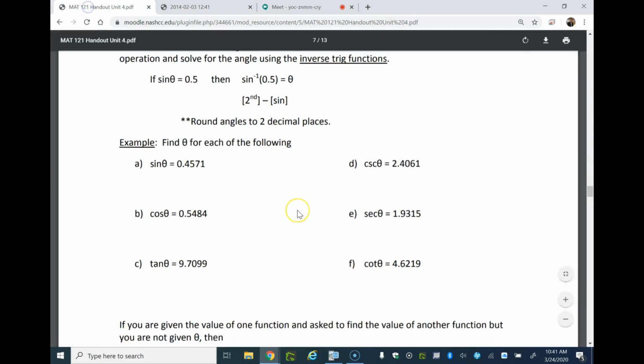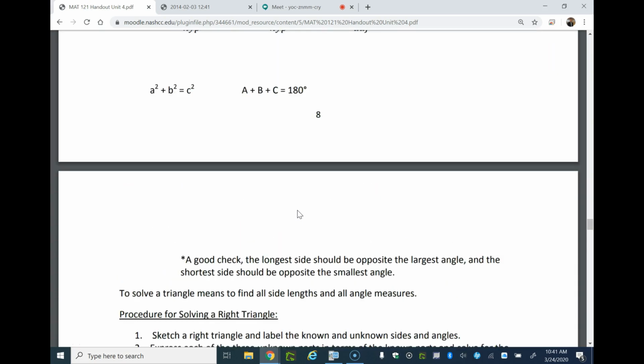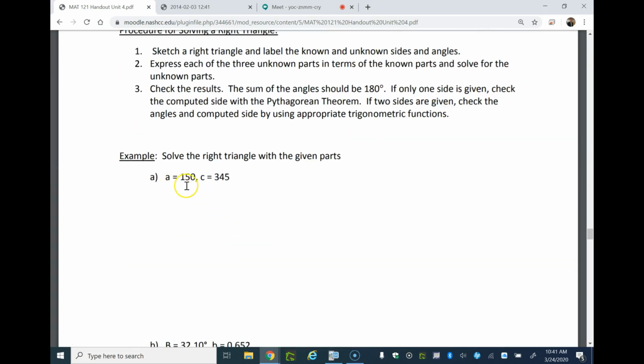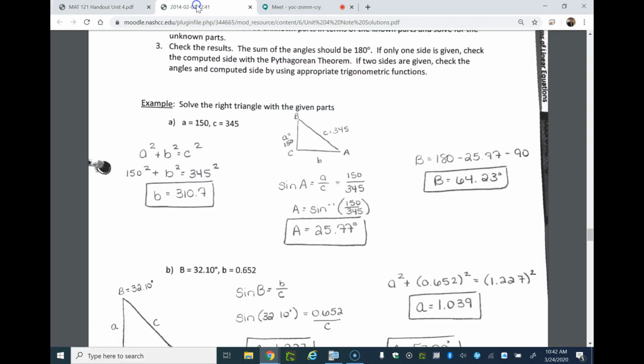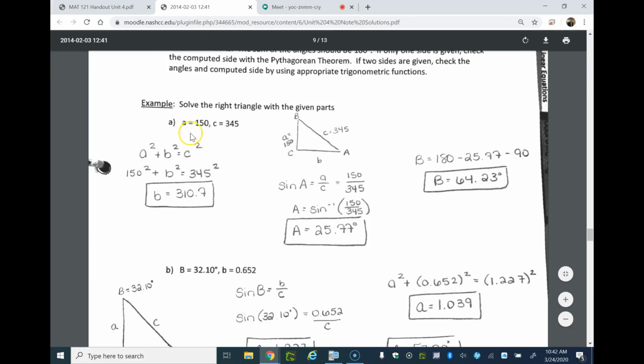So just another example of what the problem will look like. I'm only giving you A is equal to 150 and C is equal to 345. These are the only two parts I'm giving you in the problem. So the directions want you to find all the missing parts. That means there is a B angle missing, a B side missing, and all the angles are missing in this problem. So the best thing we want to do, since we have our A and C, is put it in the Pythagorean theorem to find out our B. Then that way we have all the sides. So 150, 345, and then B equals 310.7.